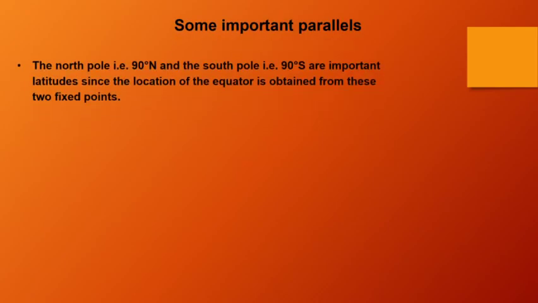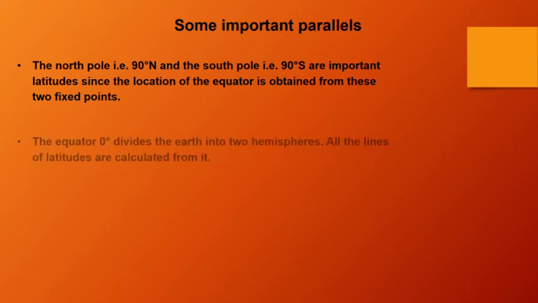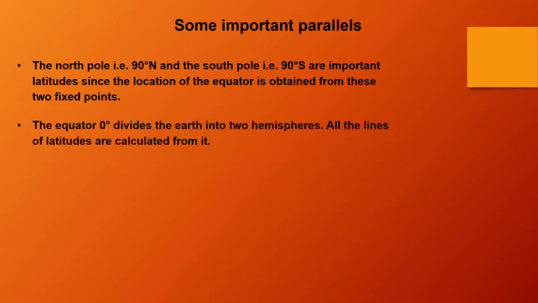The North Pole, that is 90 degree north, and the South Pole, that is 90 degree south, are important latitudes, since the location of the equator is obtained from these two fixed points. The equator divides the earth into two hemispheres. All the lines of latitudes are calculated from it. So, the North Pole, South Pole and the equator are some important parallels.